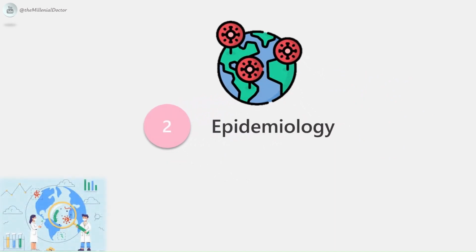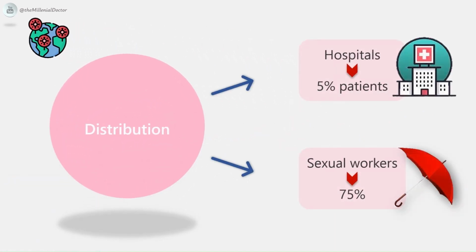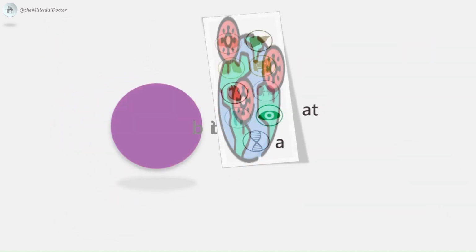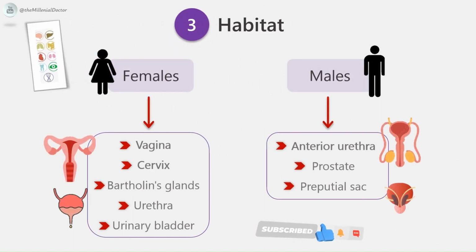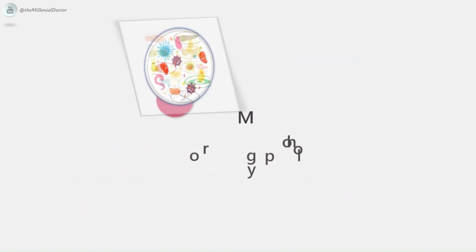Then epidemiology. The prevalence of trichomoniasis varies from 5% patients at hospitals to 75% in sexual workers. Next, the habitat. In females, it lives in the vagina and cervix and may also be found in Bartholin's glands, urethra, and urinary bladder. In males, it occurs mainly in the anterior urethra but may also be found in the prostate and prepucial sac.